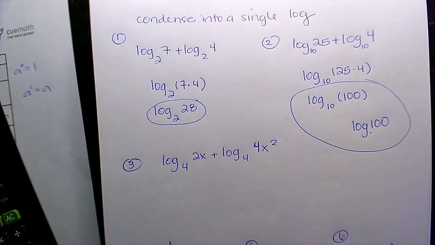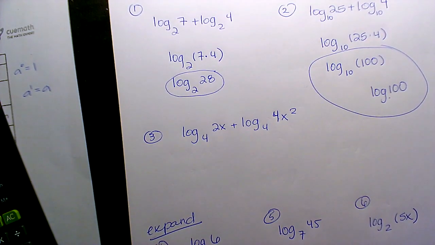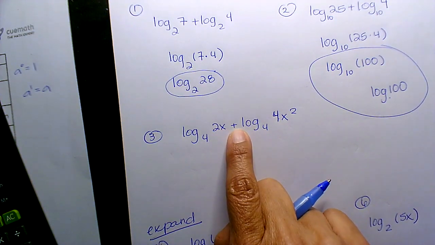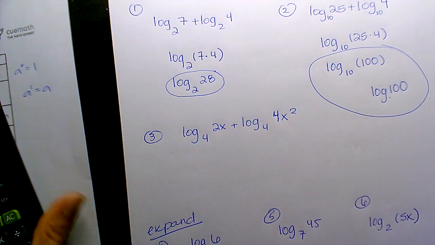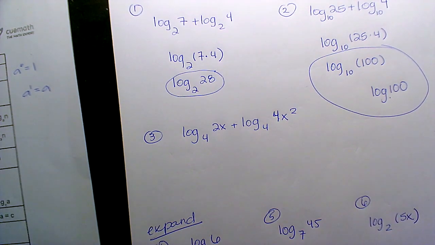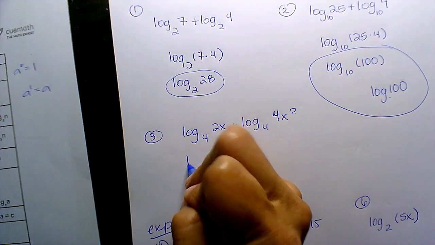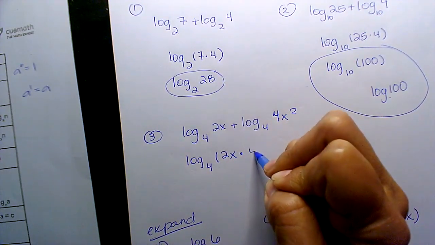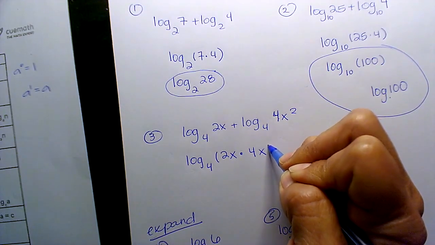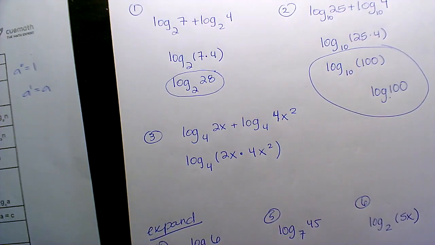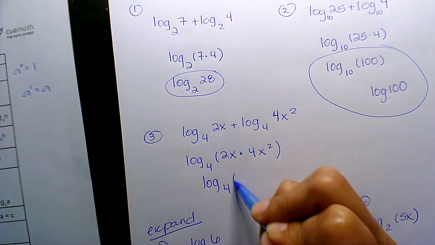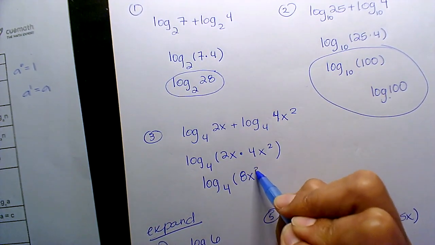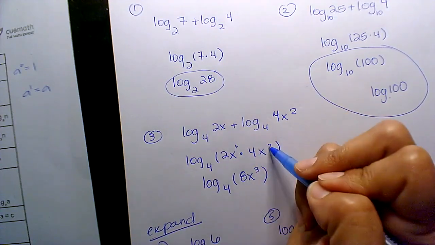Okay, so here's the deal. You have this 2x plus this 4x, but you have a square there, right? So you have log base 4, 2x times 4x squared, and then you have log 4, 8x to the third, right? Because they're multiplying. 1, 2 is 3.